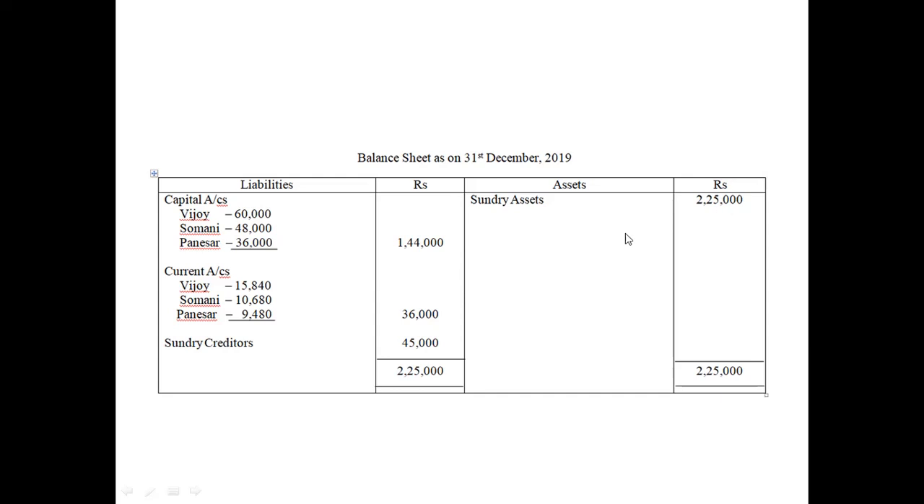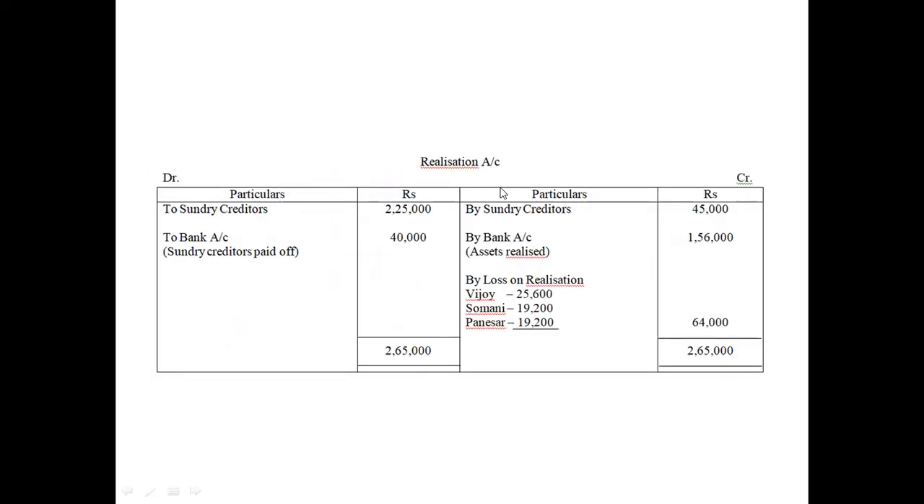Okay, and from this sundry assets we have 2,25,000. So put the amounts, that is sundry creditors 45,000, sundry assets 2,25,000, and it is mentioned in the question that the assets were realized for rupees 1,56,000. Okay, and the creditors were paid only 40,000. So this is the case of your loss on realization, and this loss is your 64,000, which will be shared between partners as per their profit sharing ratio of 4:3:3.